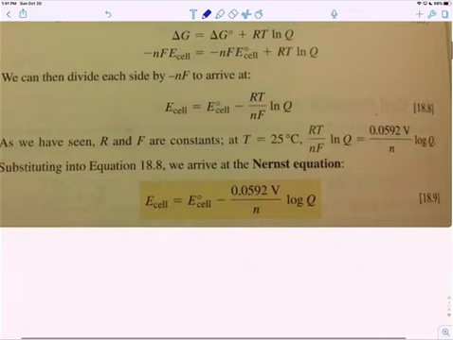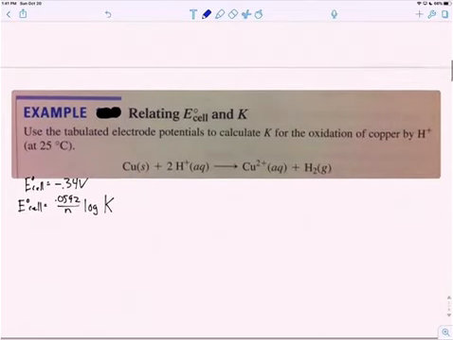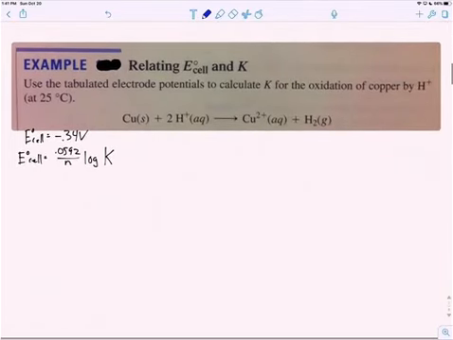We're going to use these equations for the next couple of examples. So let's start here. Use the tabulated electrode potential to calculate the equilibrium constant for the oxidation of copper by acid at 25 degrees Celsius. Here is the equation, and you already know how to do this. The E0 cell is negative 0.34 volts. E0 cell is 0.0592 over n times log of K, so we can solve for K.